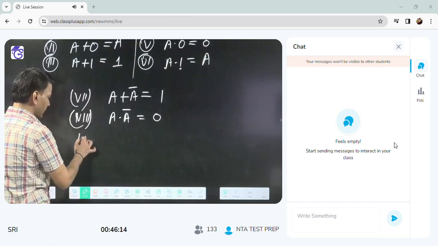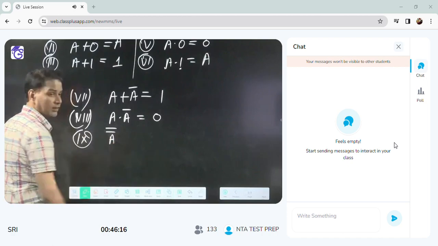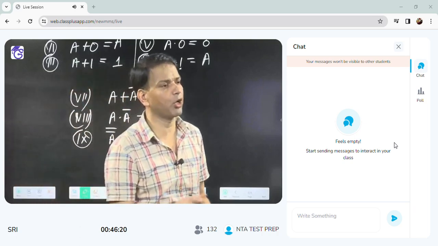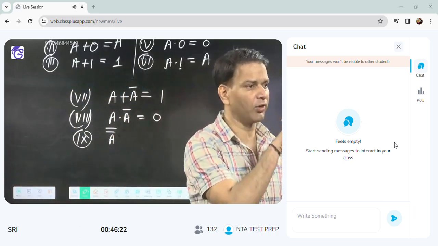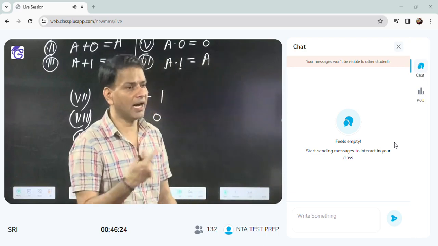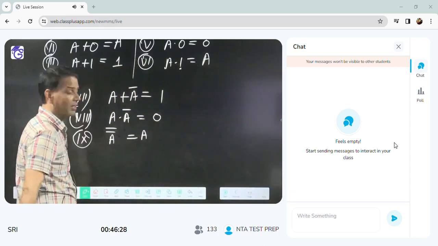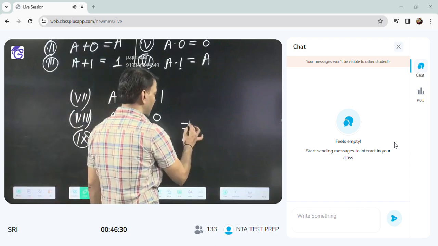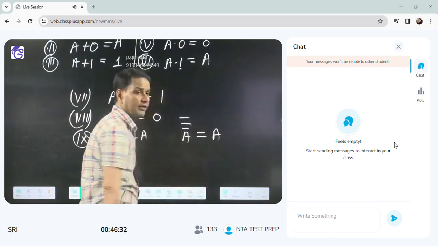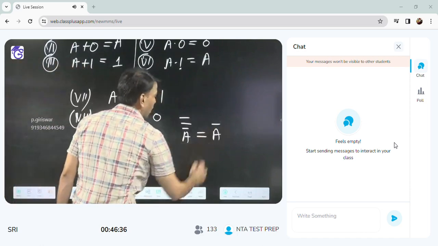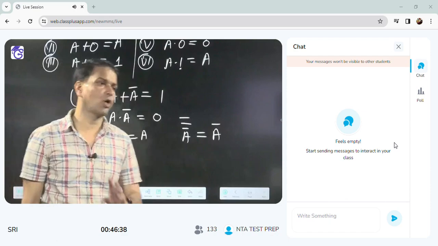Then even number of bars. Even number of bars means the bars will get cancelled out. Even number of bars, no bar. Odd number of bars, 1 bar. Okay. So bar and bar, then what will we do? A. Odd number of bars means A bar. Then you will write A bar, sorry. Odd number of bars, 1 bar. Even number of bars, no bar.